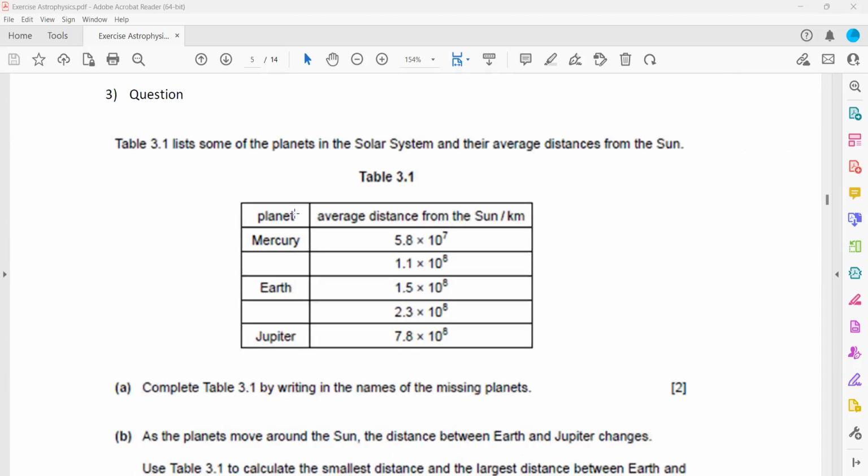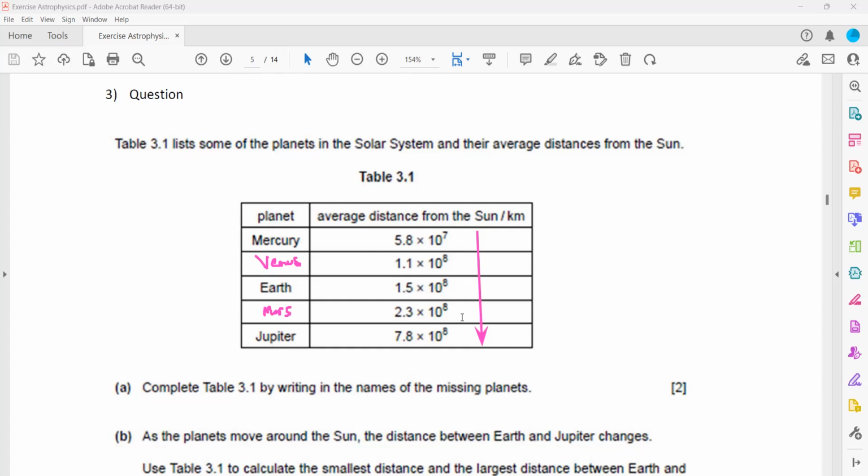So in question 3, table 3.1 lists some of the planets in our solar system with their average distances from the sun. You can see the order is there in decreasing. So you have to name the planet. We have Mercury, then which planet will we have? Complete the table by writing the name of the missing planet. So we'll have Venus, then Earth, and after Earth we'll have Mars, and then Jupiter.